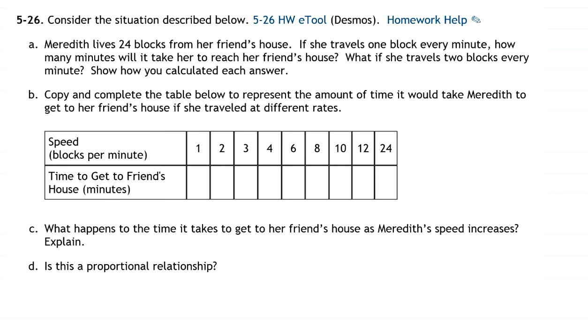Consider this situation described below. Meredith lives 24 blocks from her friend's house. If she traveled 1 block every minute, how many minutes would it take her to reach her friend's house? And then a follow-up, if she traveled 2 blocks every minute, how long would it take her there? Show how you calculated each answer.